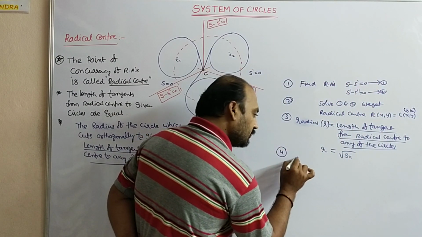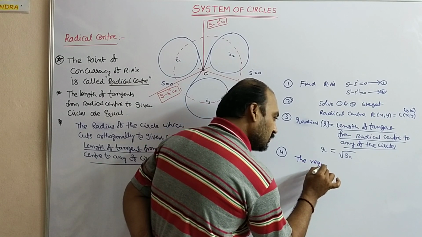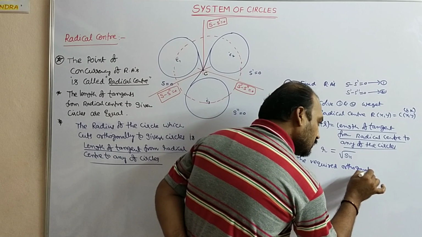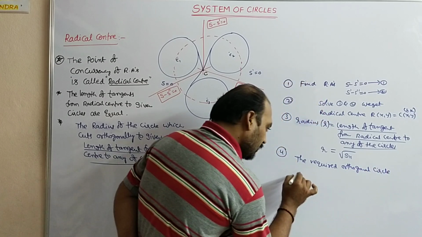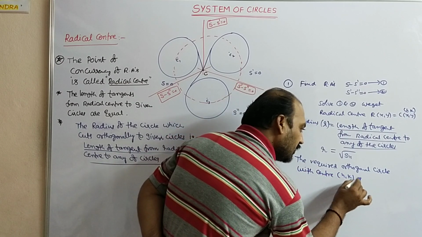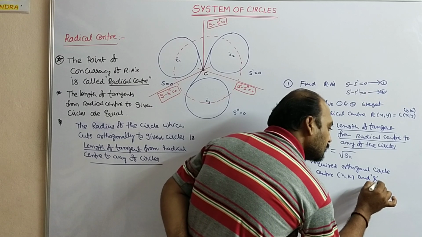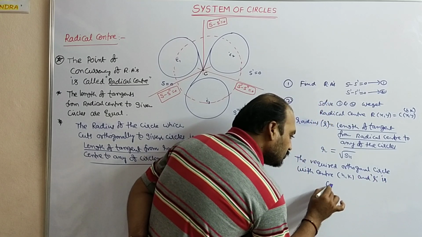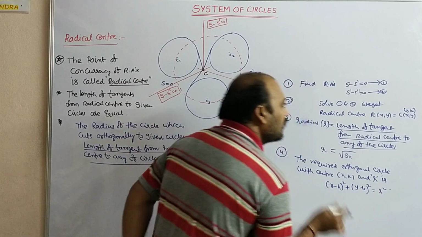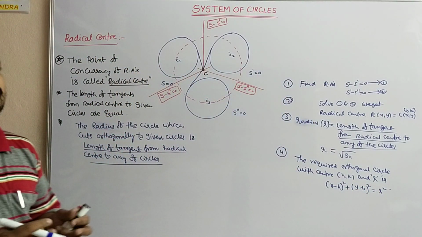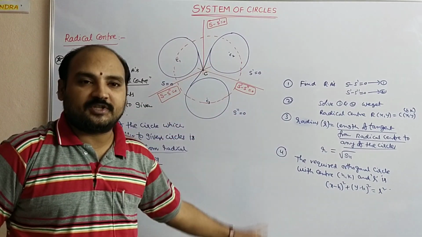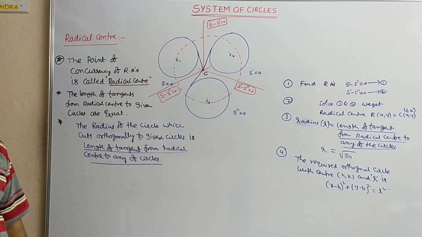So the fourth step: the required orthogonal circle with center H comma K and radius R is x minus h whole square plus y minus k whole square equal to r square. This is the way you can calculate the circle which cuts the given circles orthogonally. These are the proper steps. I hope everyone understands that.